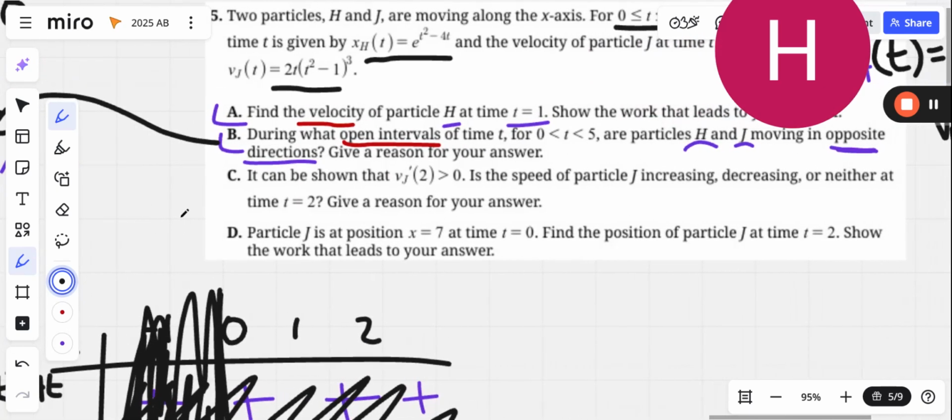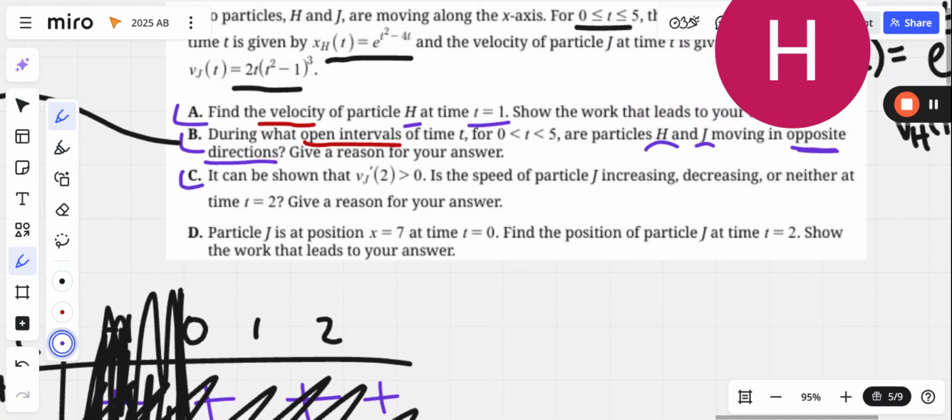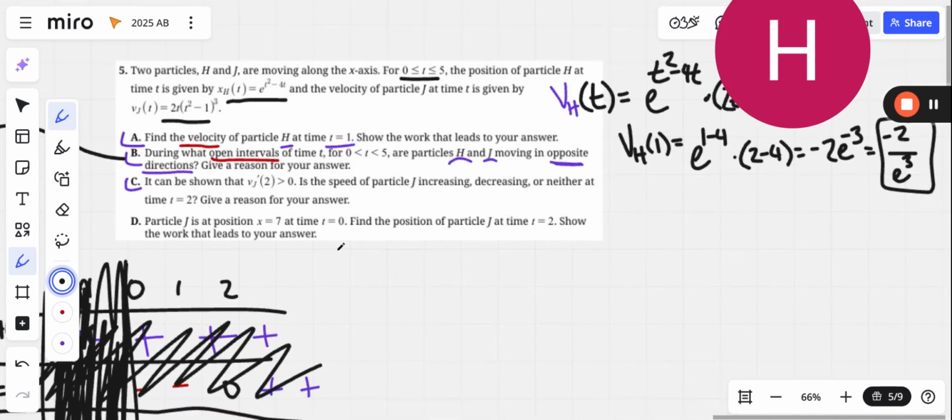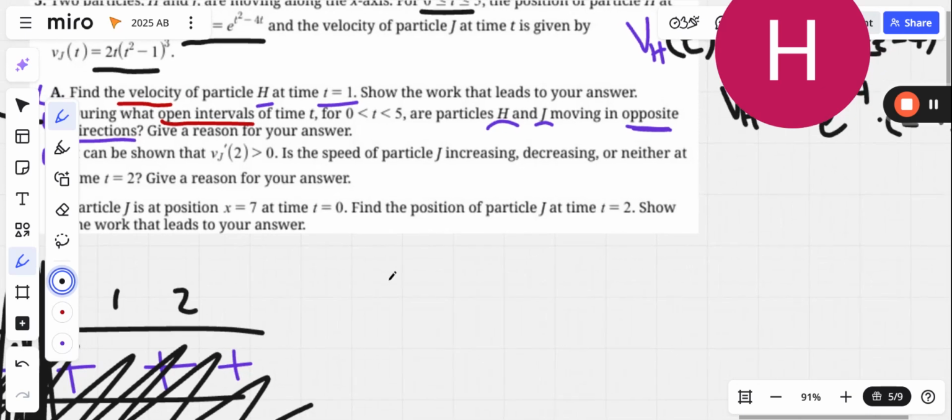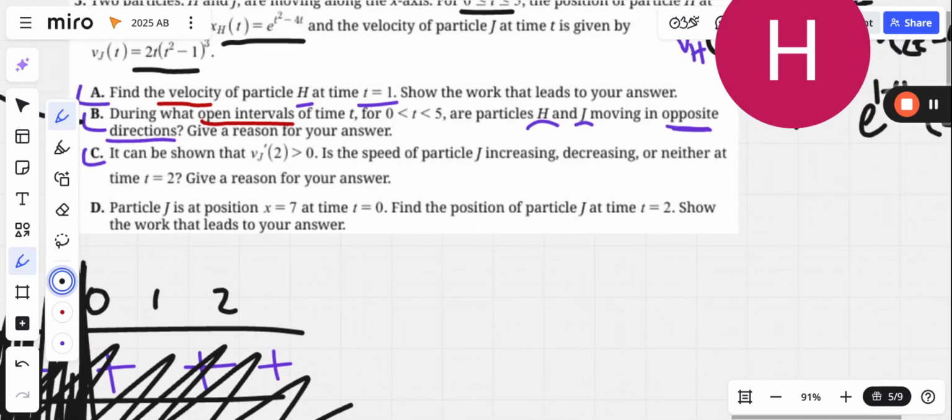Pretty nice there. Part C, it can be shown that the velocity of j, I think it says Vj prime, Vj prime of 2 is greater than 0. Is the speed of the particle increasing, decreasing, or neither? I really think that's saying Vj prime. So first let's find out what Vj prime is, I guess.